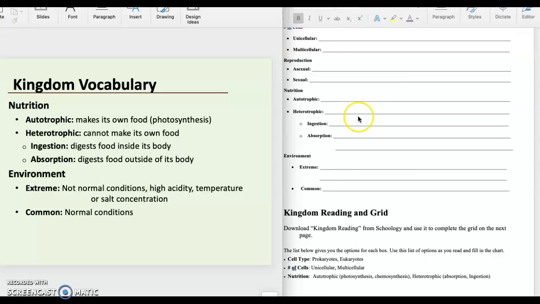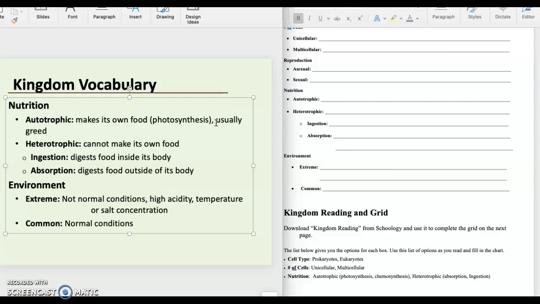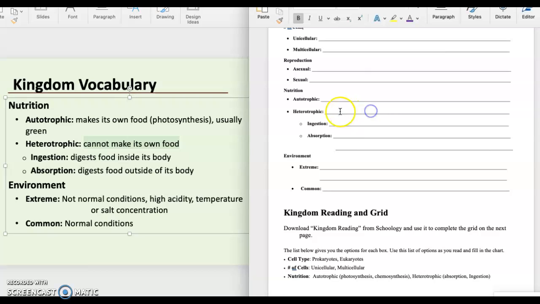Next way to classify is nutrition. How do they get their food? An autotrophic organism makes its own food via photosynthesis. So usually these are going to be green. I do want you to add that in there. Usually green, not always, but almost always. A heterotrophic organism cannot make its own food. So that's like you and I. We don't make our own food. We have to eat food. So cannot make its own food goes right here on your assignment.